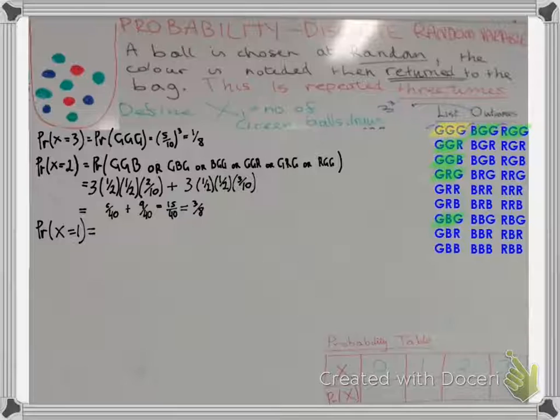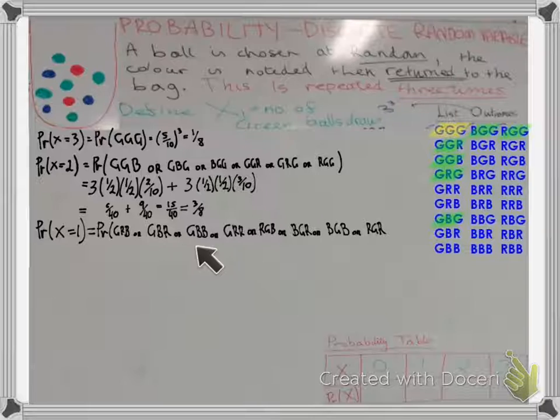Alright, what about when we get only 1 green ball? Well, that is these events. So from this list, what are the outcomes where green appears once? And if we look through the list, we'll count that there are 8 situations, and that's these 8. Okay, so it's these ones that we've shaded here. Well, actually there's more, there's 12 altogether.